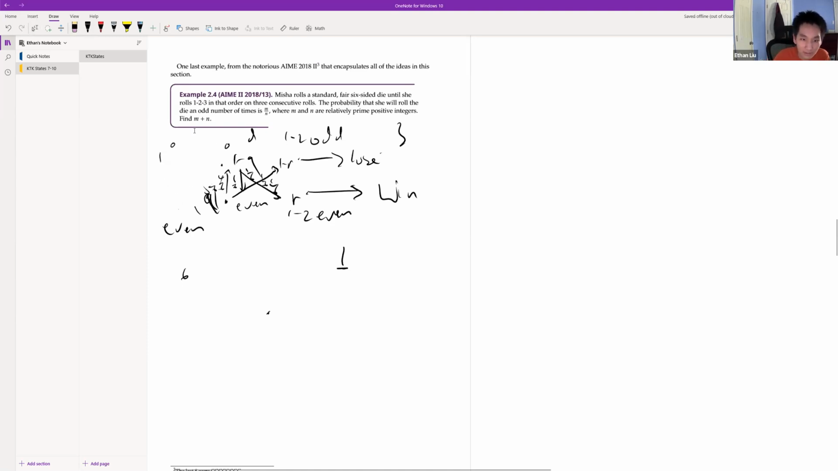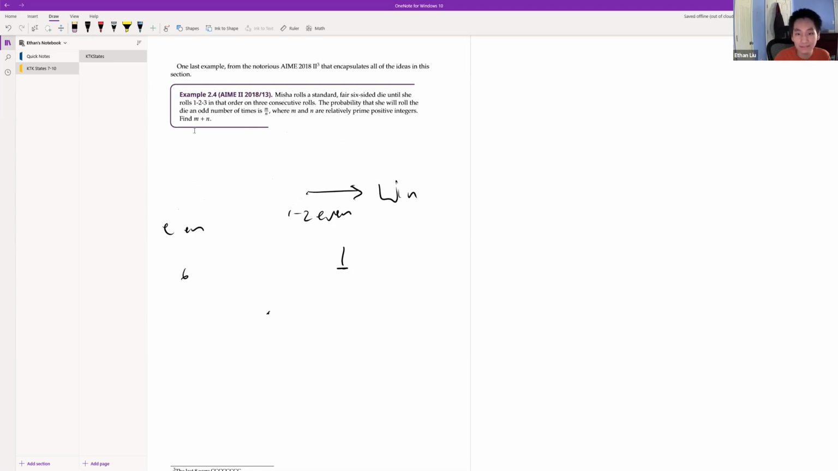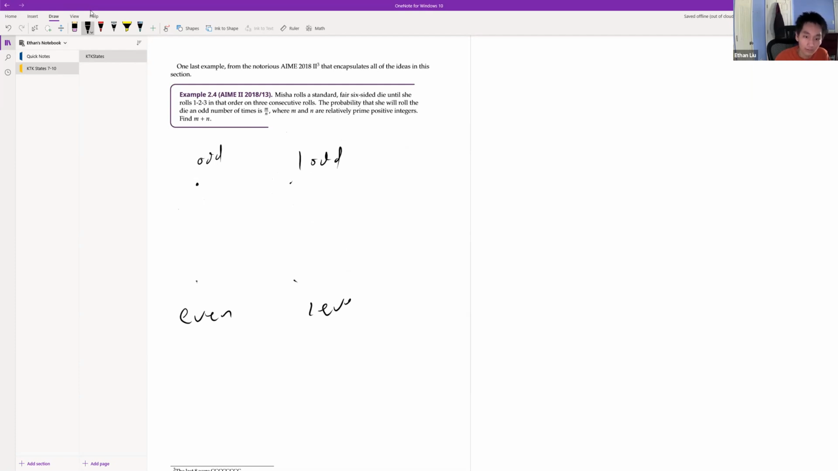That's a good idea. We're gonna erase everything, which is really bad, but we're gonna draw a bigger diagram because I realized that the previous one was not really successful. So this is nothing. This is nothing. This is odd. This is even. This is 1 odd, 1 even, 1, 2 odd, and this is 1, 2 even, win, lose.